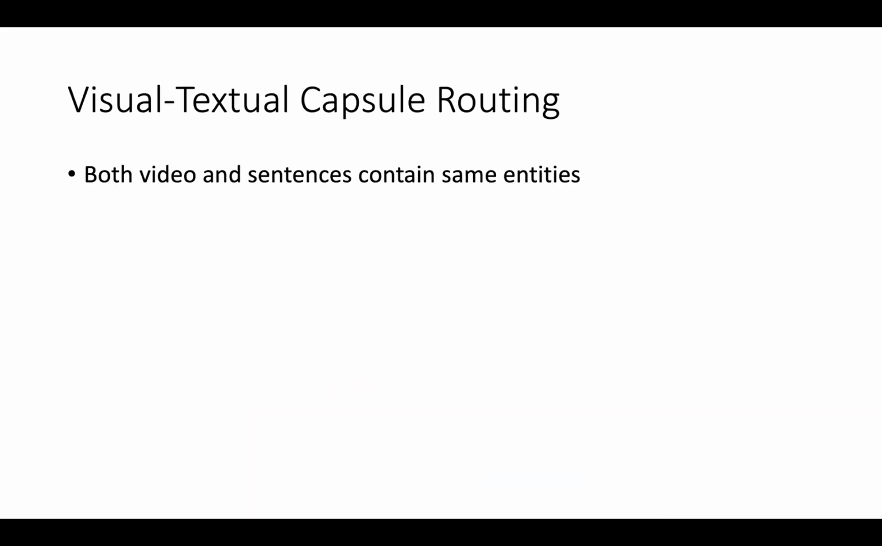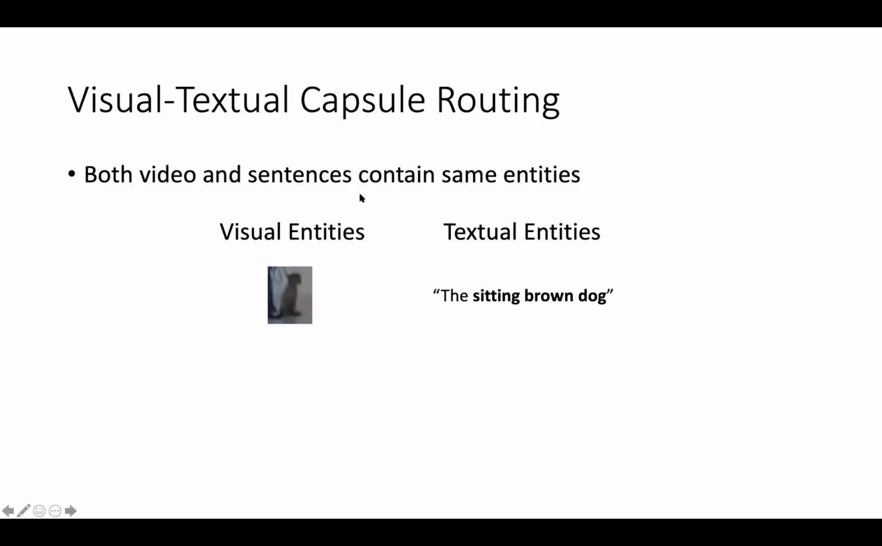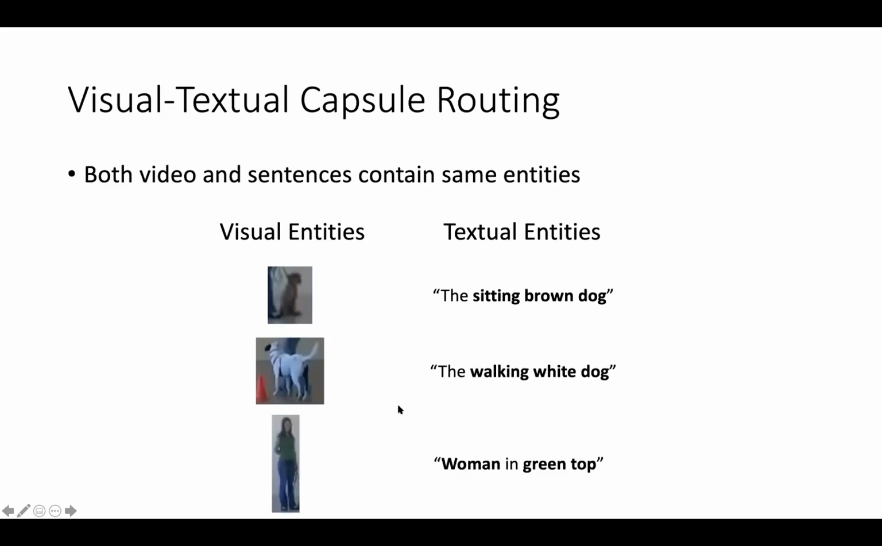So the basis of our visual textual capsule routing is that both the video and the sentences contain the same entities. For example, we have the visual entity of this brown dog and the textual entities, sitting brown dog, the visual white dog, walking white dog, and then the woman in the green top. So based on this, how do we perform this routing task?